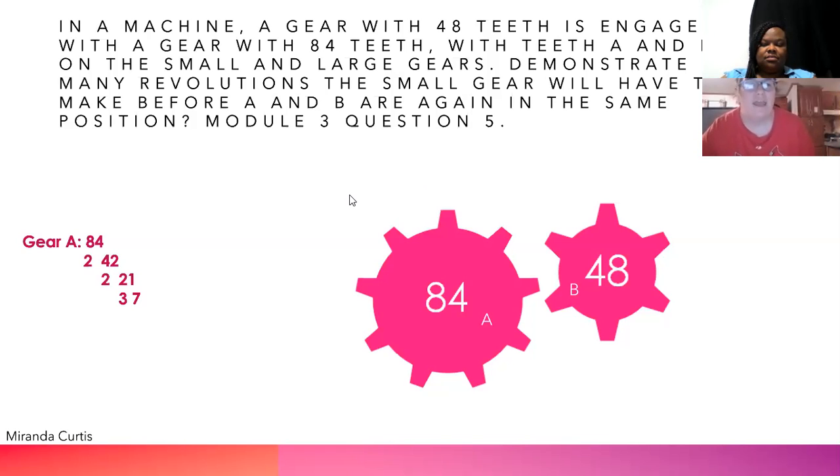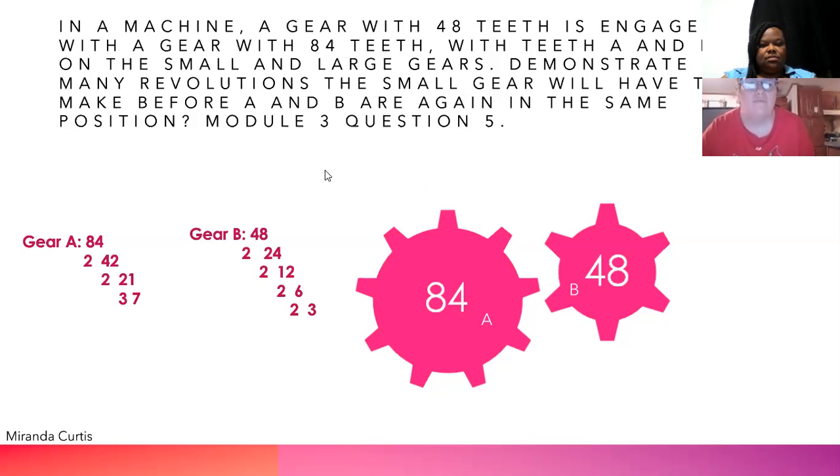So we have 84, we have 2 times 42. 2 again cannot break down because it's already in its lowest form. 42, we have 2 times 21. And then we have 21 right there, so we have 3 times 7. If you click one more time for me. Now we're going to break down 48.